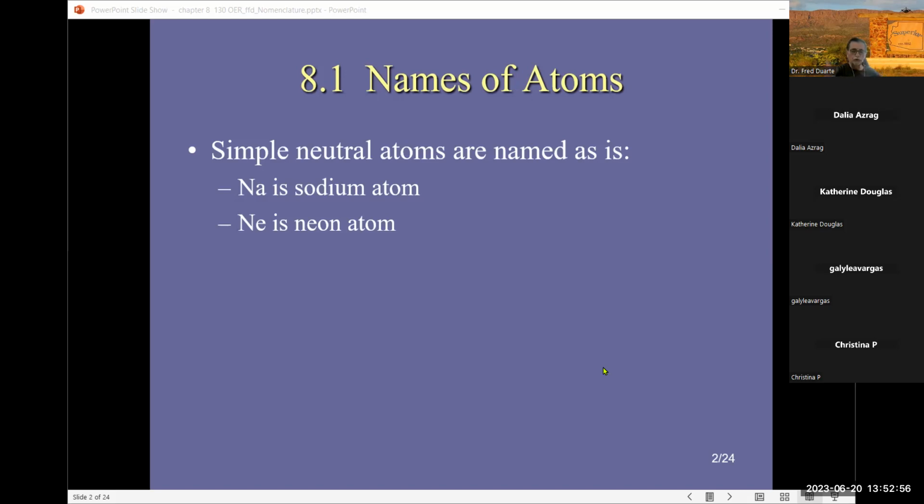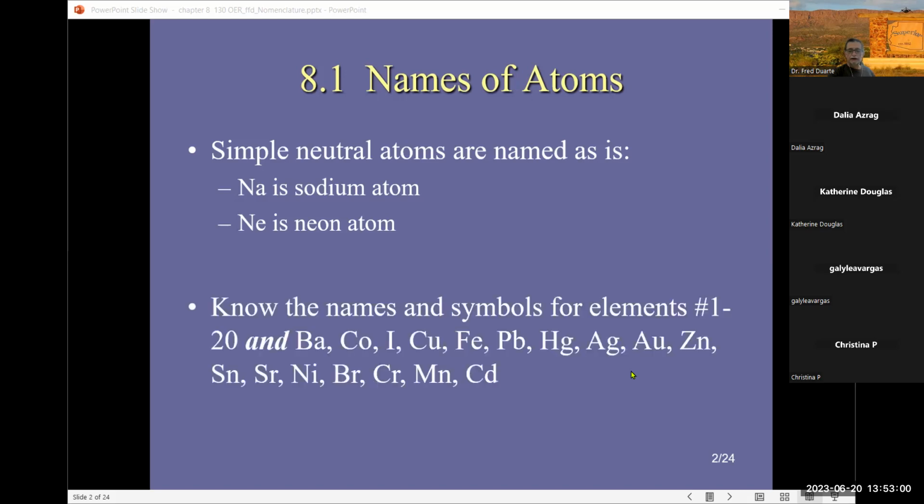Naming them. So neutral atoms, like sodium, is called sodium atom. And Ne, obviously, neon. So we talked about learning the first 20, name-wise and formulas, okay? And then we added barium, cobalt, iodine, copper, iron, lead, mercury, silver, gold, zinc, stannous, Sn, which has 2 names.